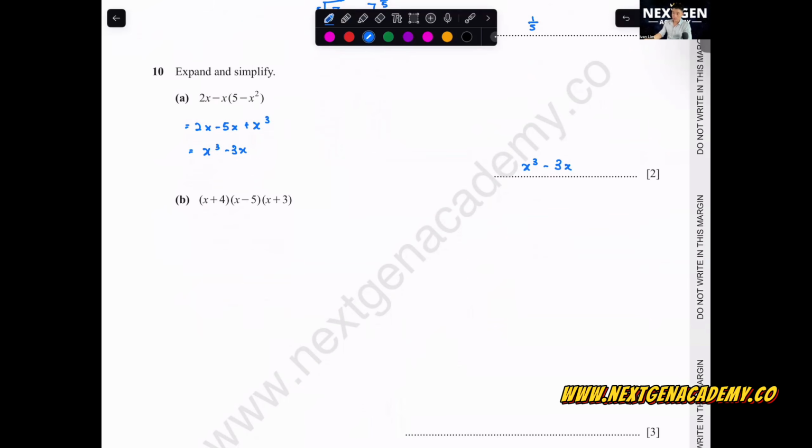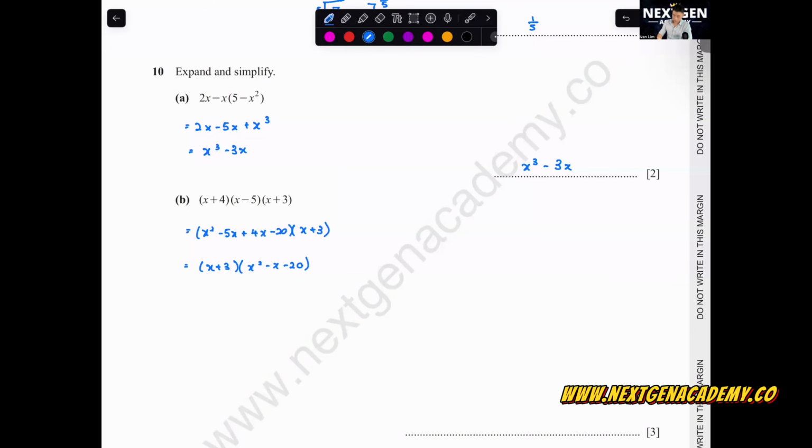Okay, next one, question B. Open up the 3 brackets. Okay, you can open up any 2 brackets first. I will open up the first 2 brackets, which will get x squared minus 5x plus 4x minus 20, x plus 3. Okay, what I like to do, you change the position, put the 2 terms in front, then whatever that we just expanded, you'll get 3 terms, put it at the back. So this will be x squared minus x minus 20.